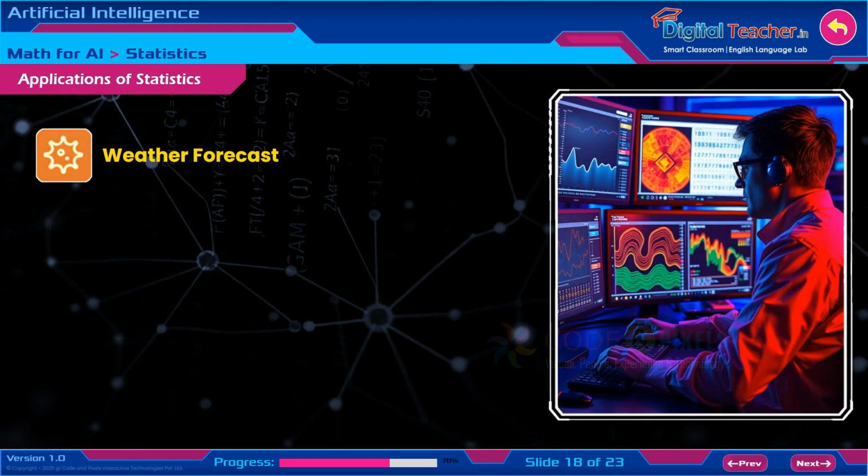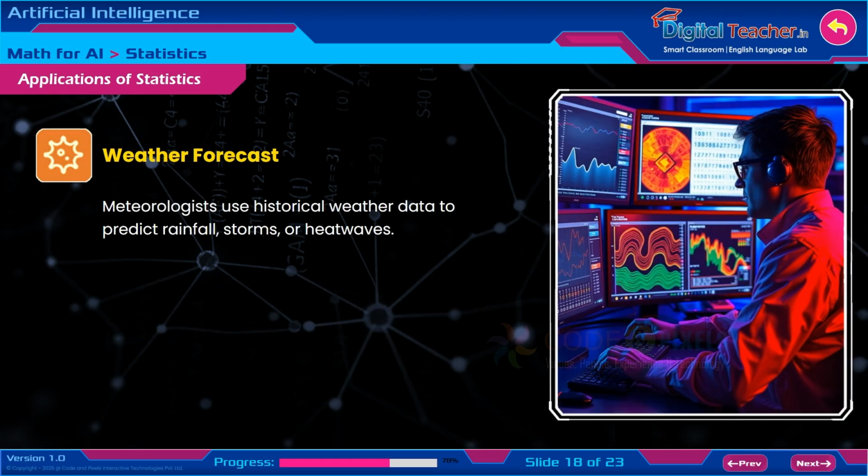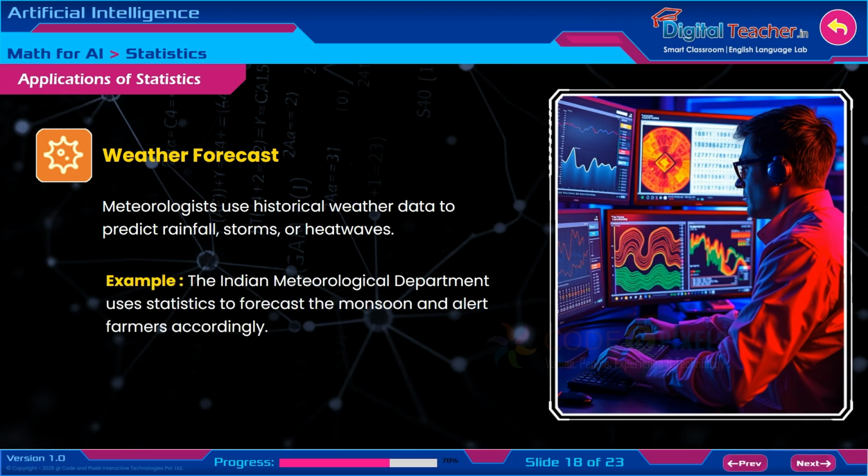Weather forecast. Meteorologists use historical weather data to predict rainfall, storms, or heat waves. For example, the Indian Meteorological Department uses statistics to forecast the monsoon and alert farmers accordingly.